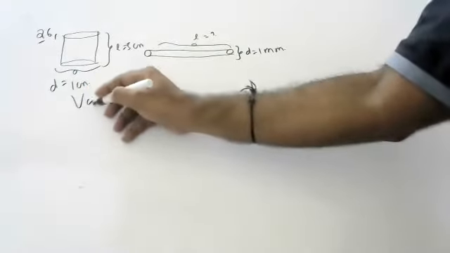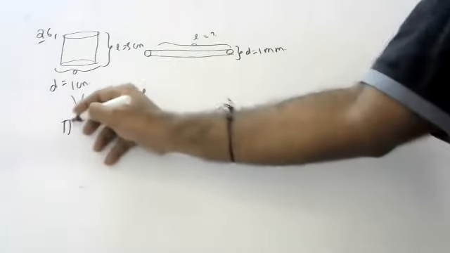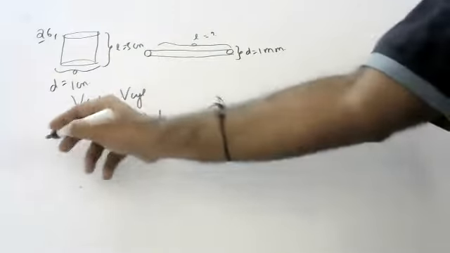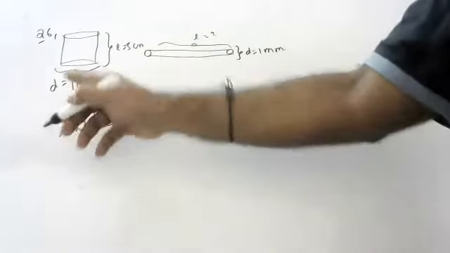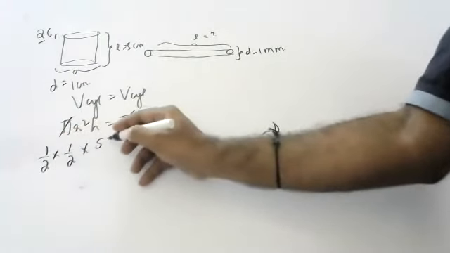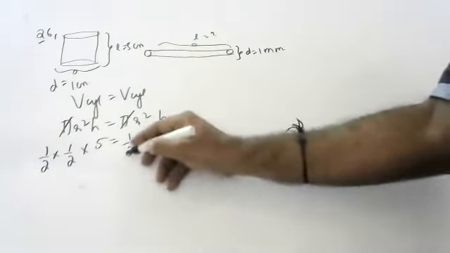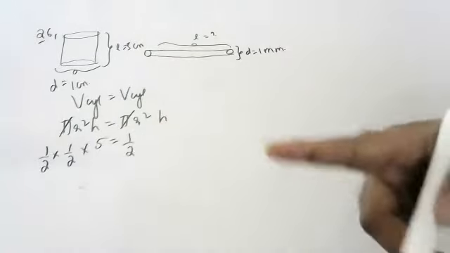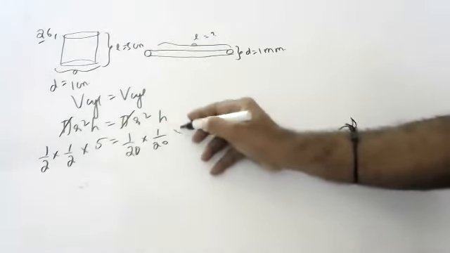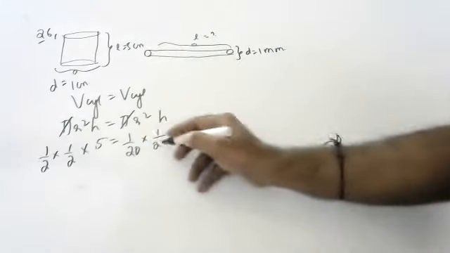So what will you do then? Volume of the cylinder is equal to the volume of the sphere. Volume of the cylinder, how will you do it? Pi r square h equals pi r square h. That will cancel. Radius is how much? 1 by 2. 1 by 2 into 1 by 2 into 5 is equal to 1 by 2 mm to centimeter, divided by 10. So 1 by 20, 1 by 20 into h. 5. So this 20 will go up.